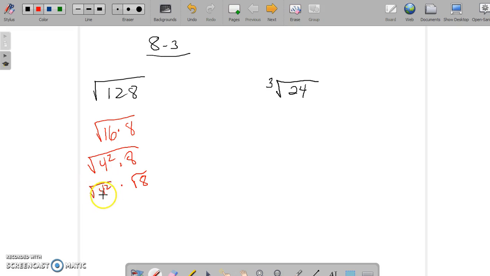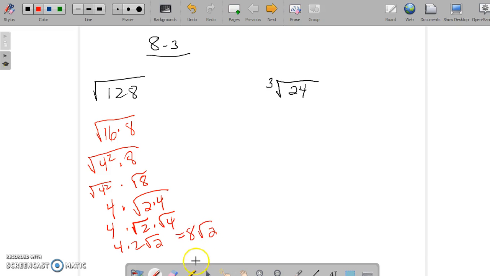So the square root of 4 squared is just 4. Now, the square root of 8 could also be written as 2 times 4, and that can be written as the square root of 2 times the square root of 4. And the square root of 4 is 2. So we've got 4 times 2 times the square root of 2, which is 8 times the square root of 2. You did these in Algebra 2.